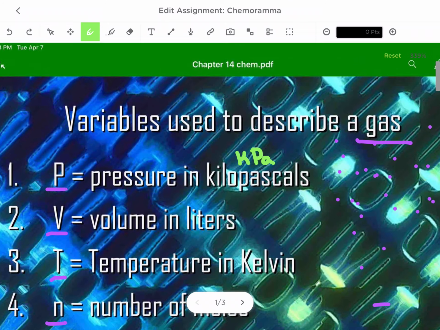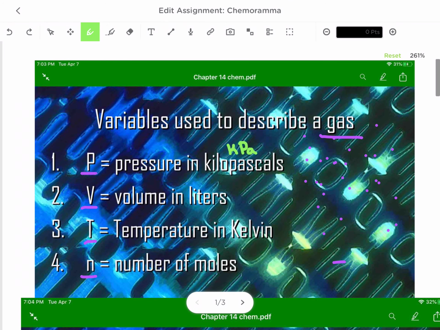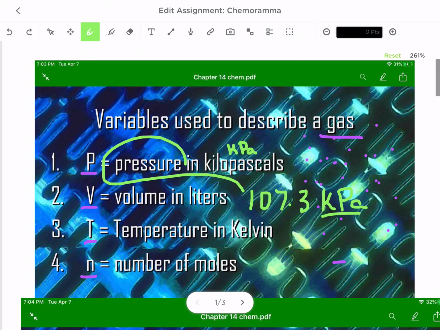So if you see like 107.3 kPa, what is that? It has kPa behind it, therefore it is a pressure. That's how you know.